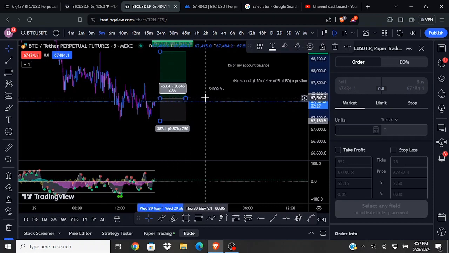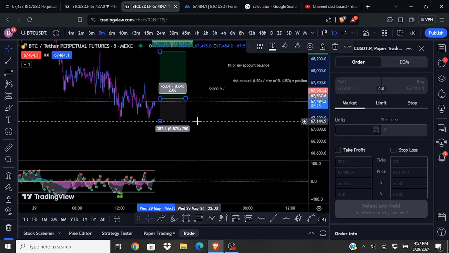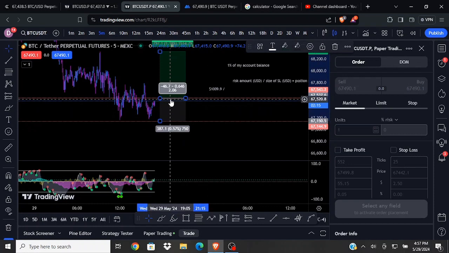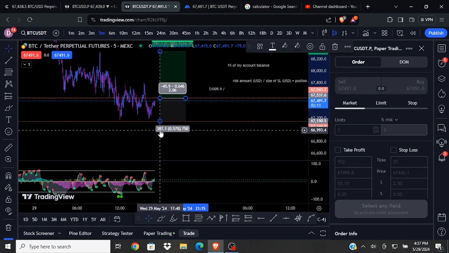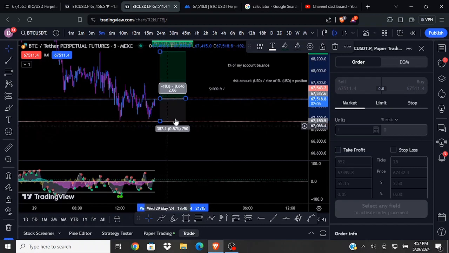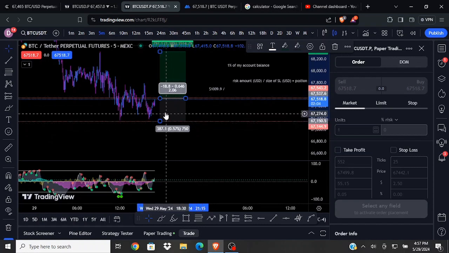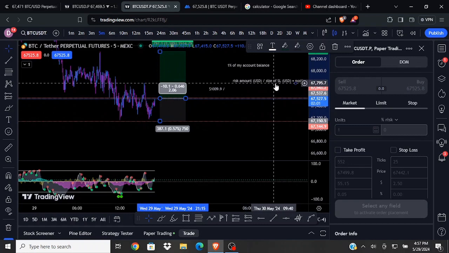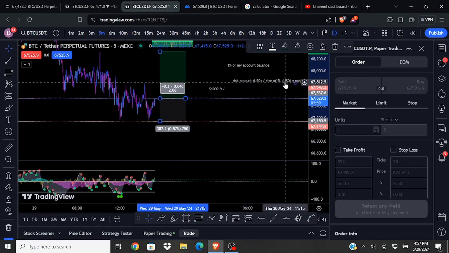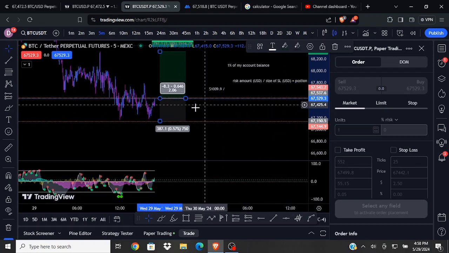What I need to know is how much does Bitcoin have to move to get from my entry to my stop loss. We could see that my entry is roughly 67,543. My stop loss is 67,144. And this number down at the bottom left, this 387.1, is how much Bitcoin has to decrease in price to get to my stop loss. So this is the number, the size of stop loss in USD that I need for this equation.